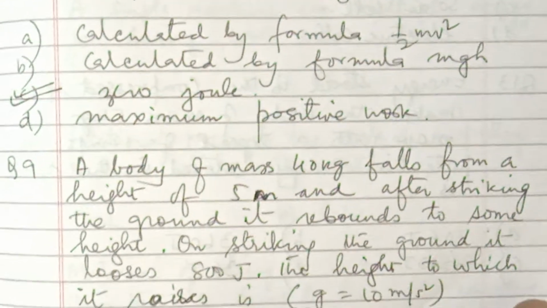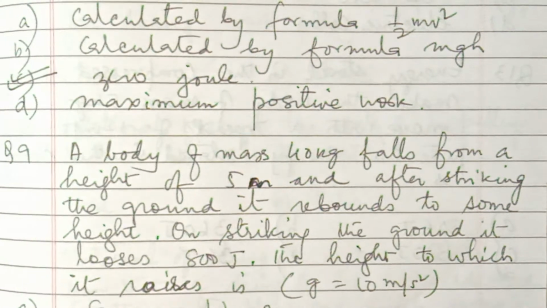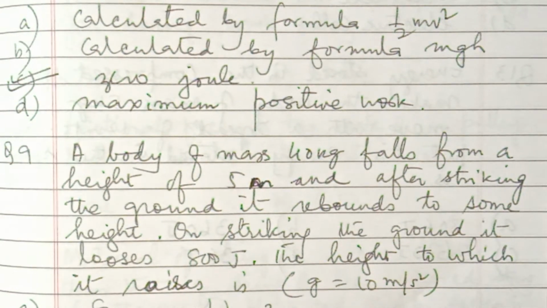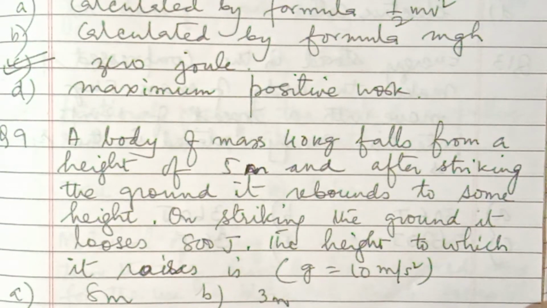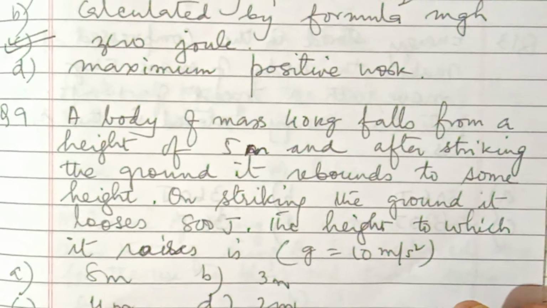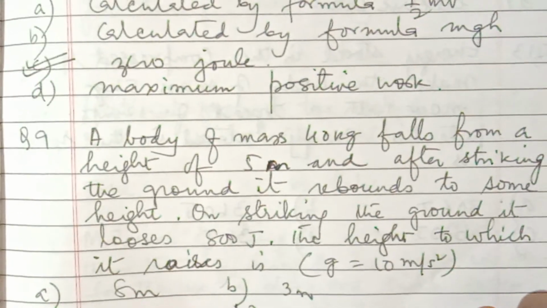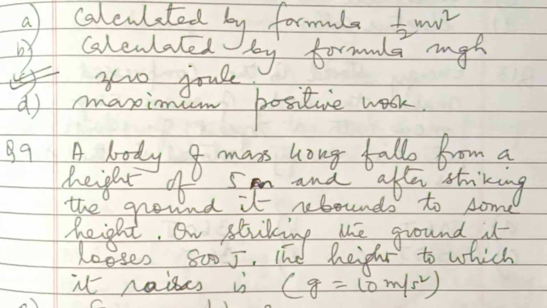Next question is, a body of mass 40 kg falls from a height of 5 meter, and after striking the ground it rebounds to some height. On striking the ground it loses 800 joule. The height to which it rises is 8 meter, 3 meter, 4 meter, 2 meter. So it is bouncing back, then how high will it rise? So that is the question.